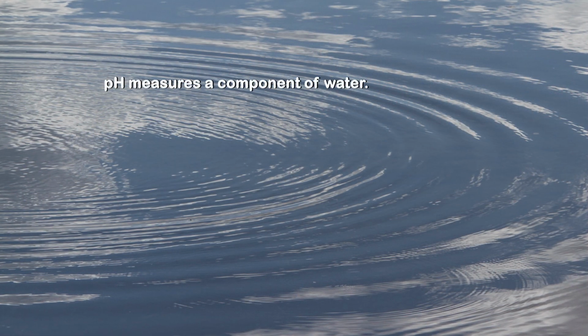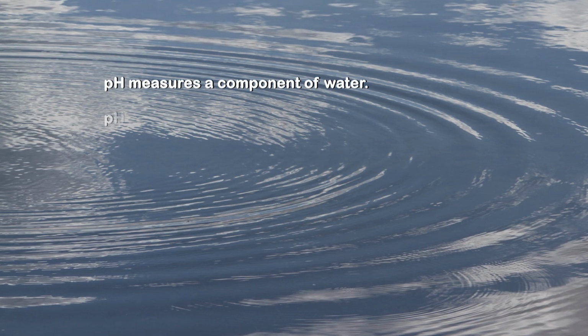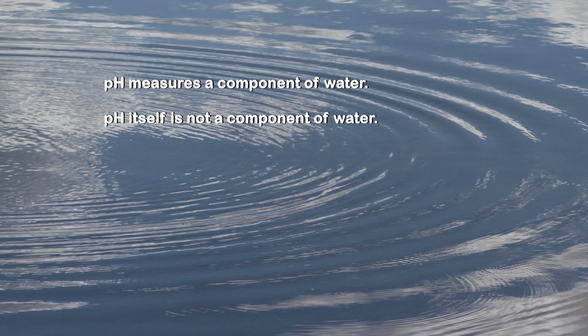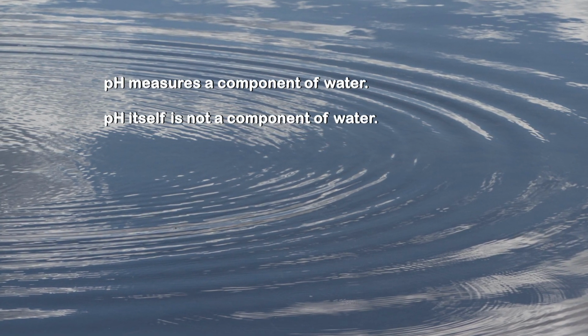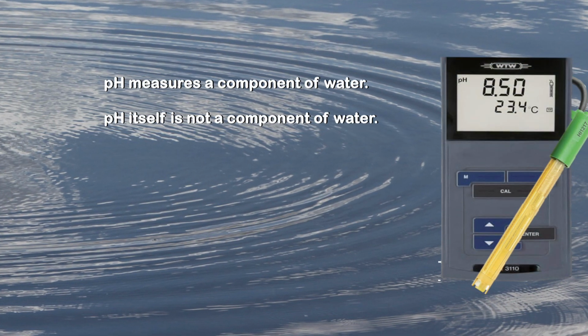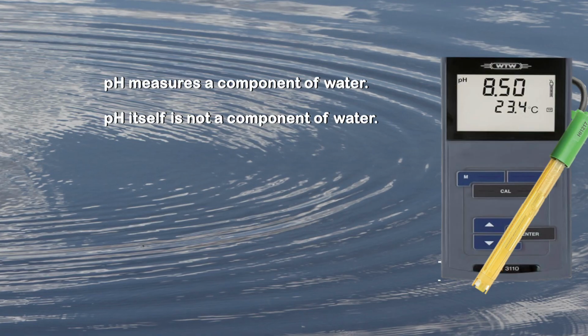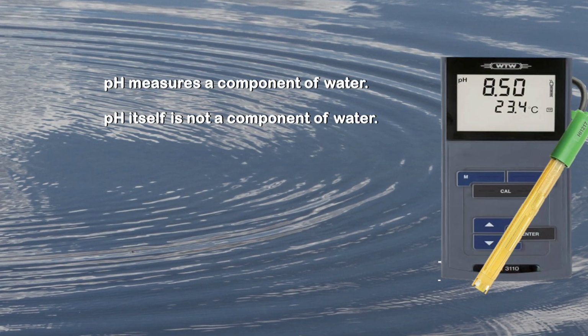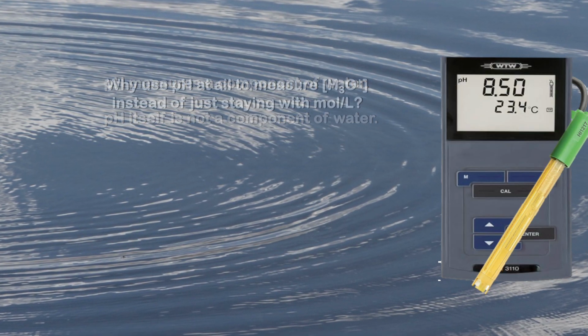We begin with a reminder that pH measures a component of water. It is not the component itself. Like the number on a scale that measures weight, pH is a number on a meter that indicates the concentration of hydronium ions in water, in pH units.